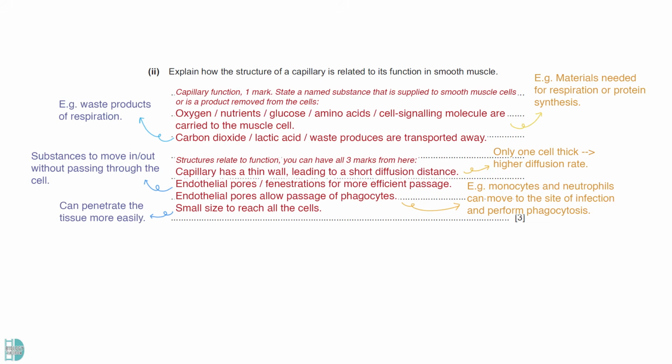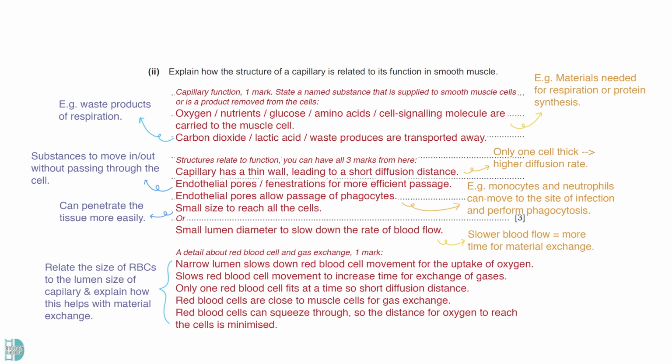Capillaries have a narrow diameter. They can penetrate the tissue and reach all cells, allowing material exchange to occur between the cells and the blood. Their small diameter also slows down the rate of blood flow, allowing for a longer time for the exchange to occur. The last mark is given if you relate its structure to red blood cells and explain how this benefits their functions. For example, you can discuss how red blood cells must pass through slowly, one by one, leading to a longer time for exchange to occur and a shorter diffusion distance.